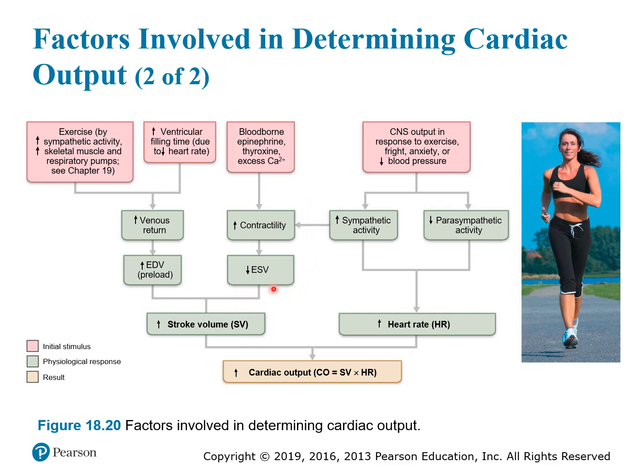Now let's see, there is a decreased end systolic volume, and this decreased end systolic volume is due to increased contractility. And why is there increased contractility? It is because of the epinephrine. Because of the effect of the epinephrine, the contractility has increased. As a result, the end systolic volume has decreased. So this results in increased stroke volume, which results in increased cardiac output.